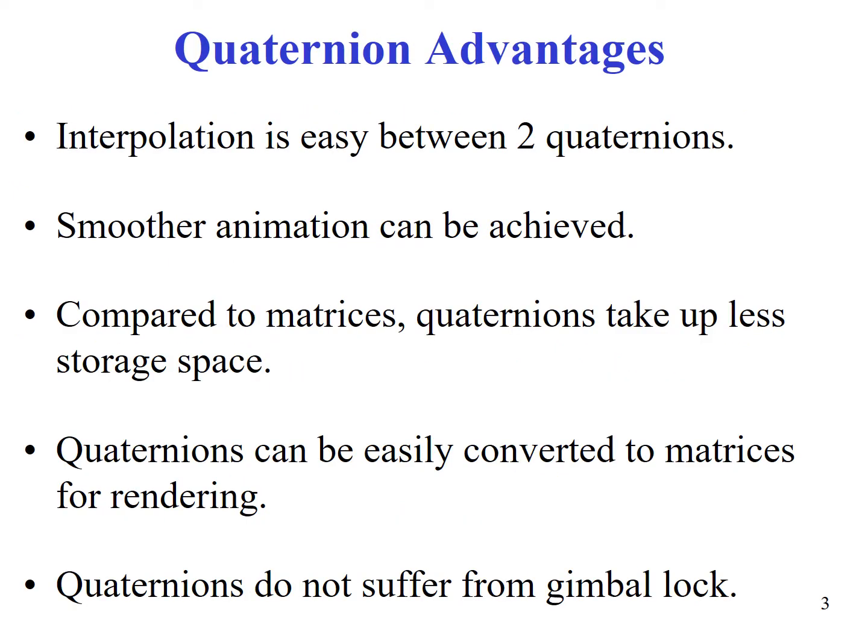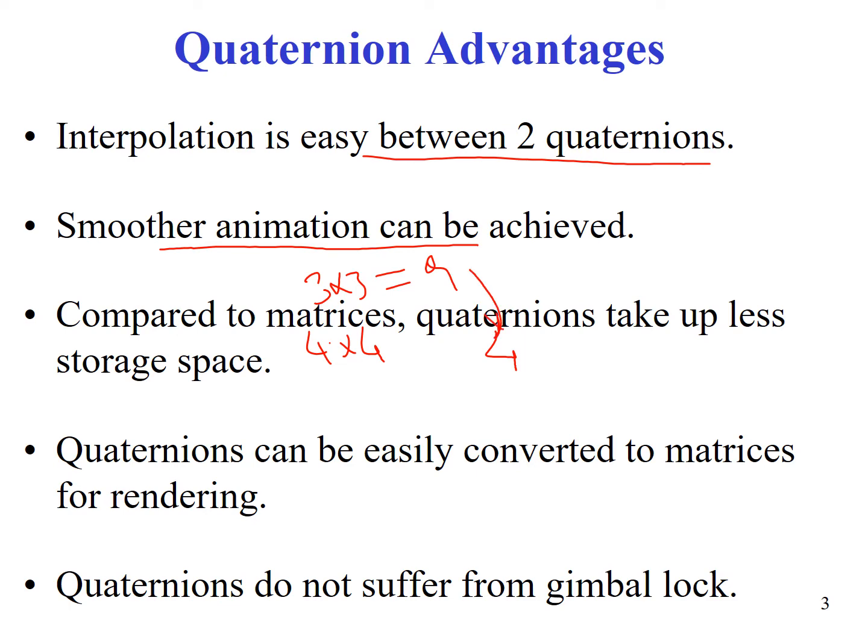So what are the advantages of quaternions? Interpolation is easy between two quaternions. It results in smoother animation. And compared to matrices, which take up 3 by 3 or 4 by 4 values, quaternions take up less storage space because they only need 4 values. So 3 by 3 is 9 compared to 4. So it takes up less memory space.